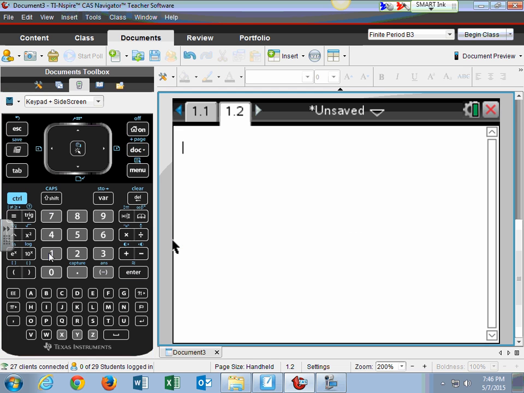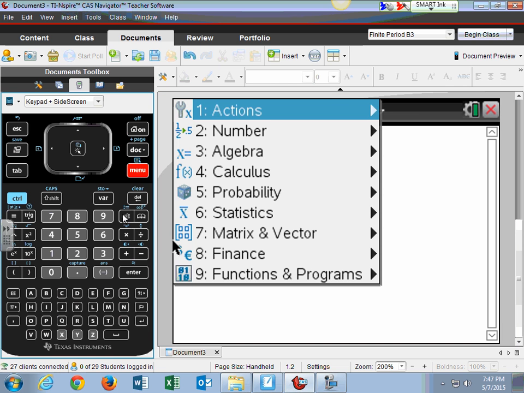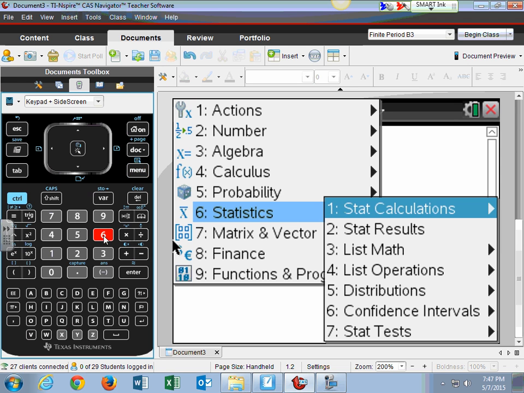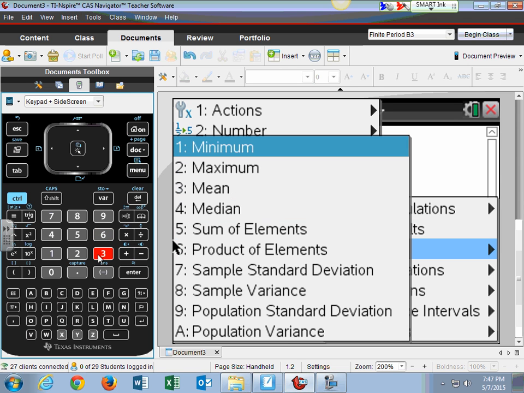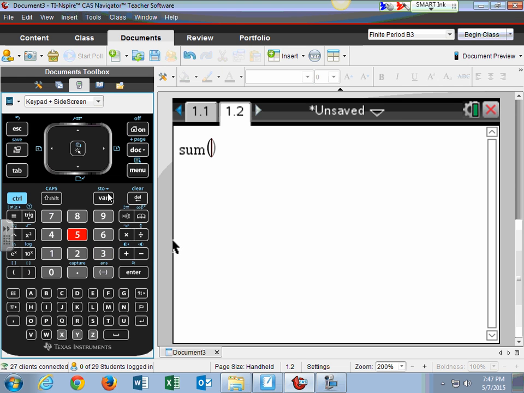Okay, now if I hit Control Doc, we'll add a page. I want to add a calculator page. If I want to add those columns, I'm going to hit Menu, 6 is Statistics, Number 3, List Math, Number 5, Sum of Elements. And I'm going to hit var. So there's the sum of my frequencies. I hit F for frequencies. 4059. Yay, I typed them correctly.